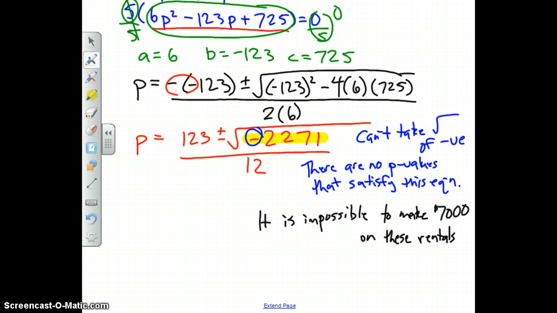Alright, so that was a bit of a long problem, but it's a good problem to see that there's not always going to be a solution. In this case, if we think of what this graph would look like, it's going to be somewhere above that axis, or depending on how it's graphed, maybe down underneath here, but essentially there are no p-intercepts. If there are no p-intercepts, that means it's impossible to reach that $7,000 mark.